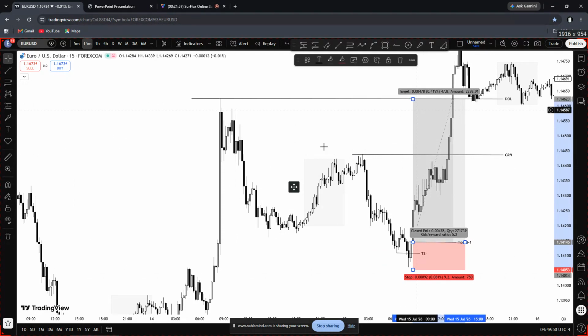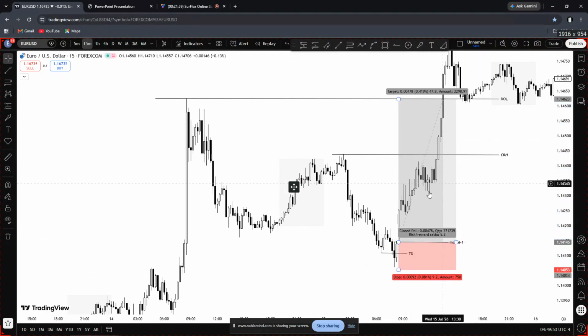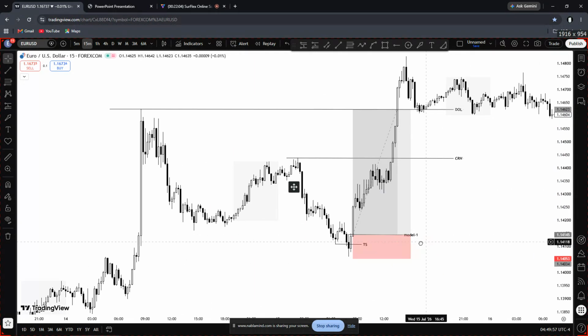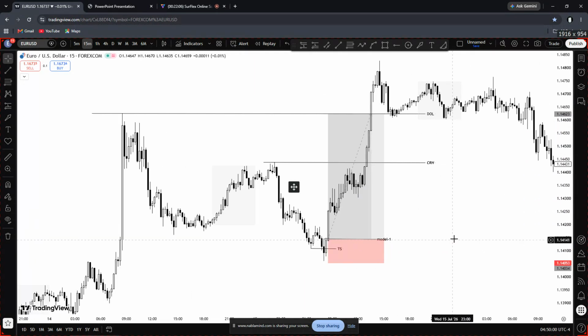You can see how this particular setup is behaving most of the time, and it is paying off. Price extensively moved to the draw on liquidity, and this is like a 1:5 risk to reward ratio. So the moment you understand how to trade this asset, you are going to see changes in your trading.